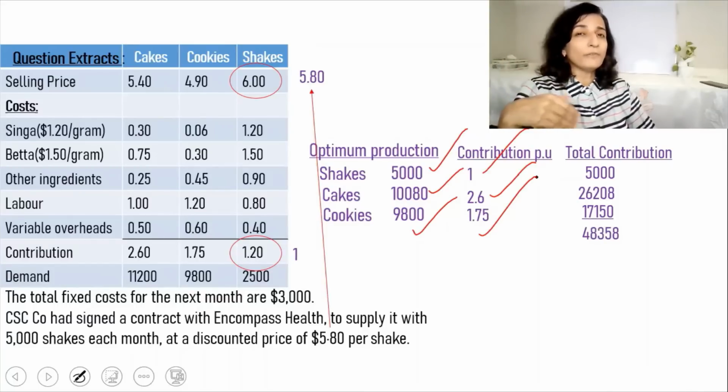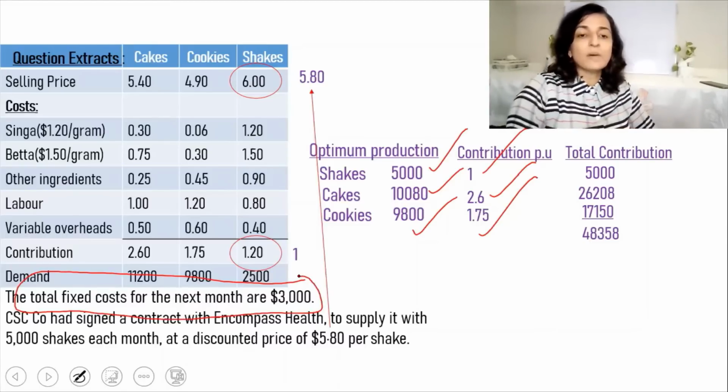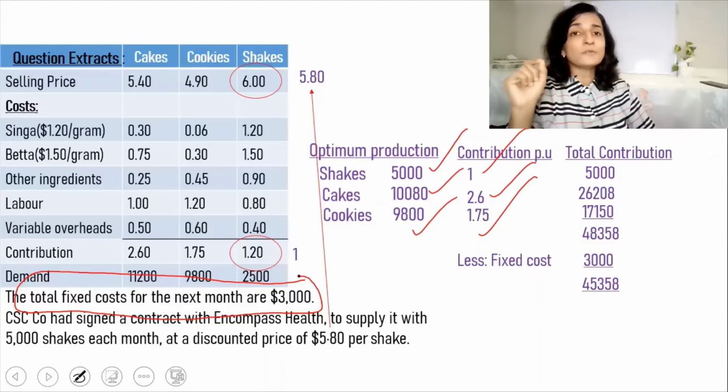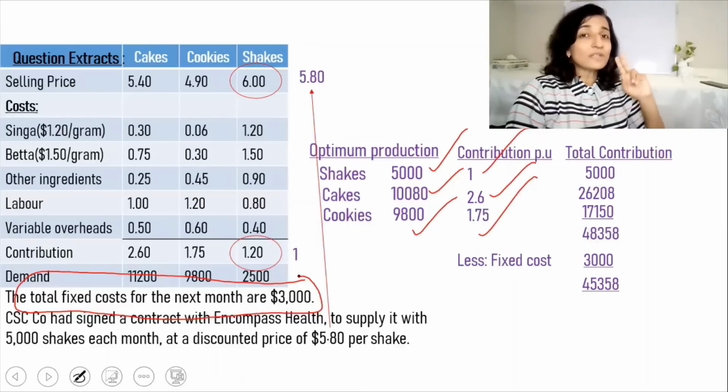And to arrive at the profit, what is it that we have to reduce? We have to reduce fixed cost. The fixed cost given in the question amounts to $3,000. So you reduce that: less fixed cost 3,000 of 48,358 gives 45,358. So this is the maximum profit that we can get when beta is limited to 12,000 grams. So we complete the first part of the question. Now coming to the second part.